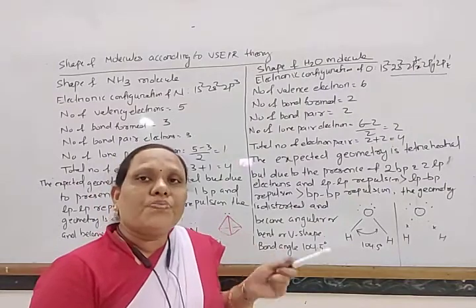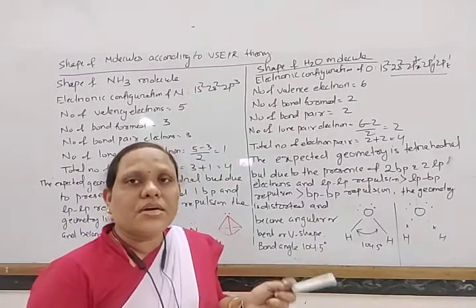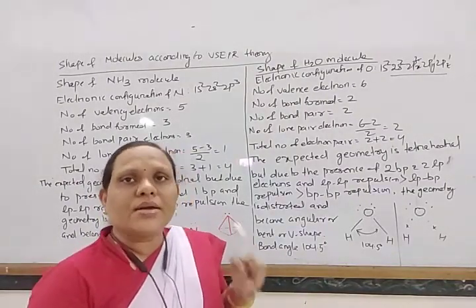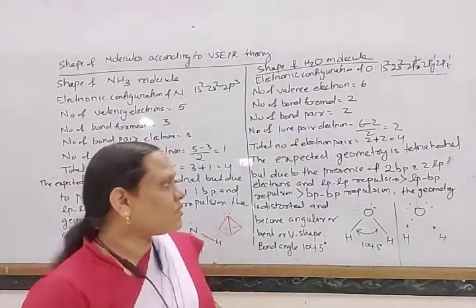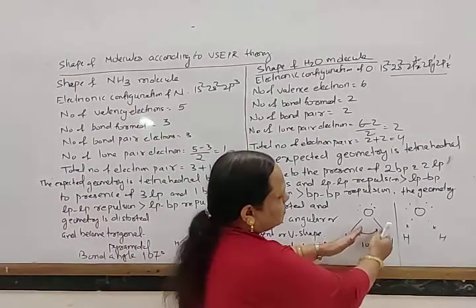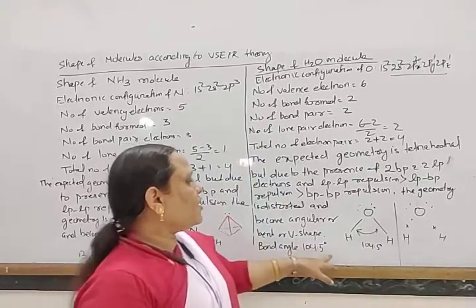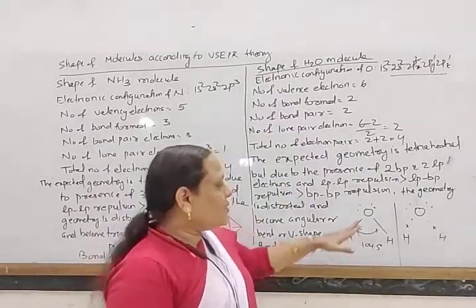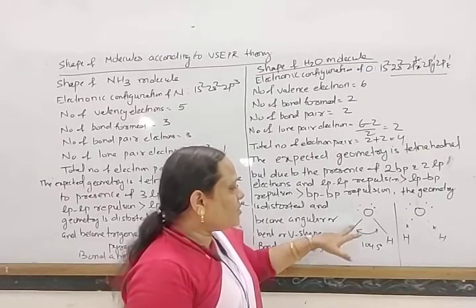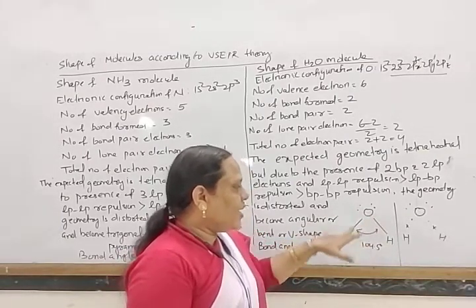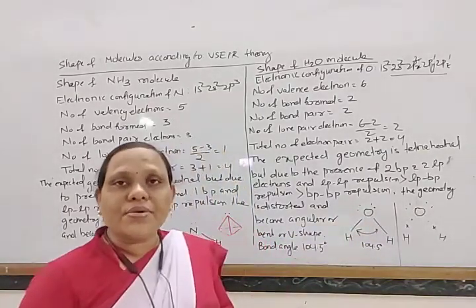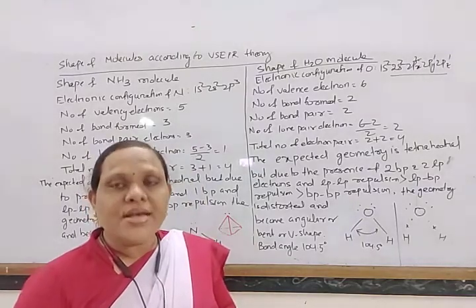But here lone pair-lone pair repulsion is greater than lone pair-bond pair repulsion, which is greater than bond pair-bond pair repulsion. In this way, the bond pair repulsion is very small, so the angle is squeezed and the bond angle becomes 104.5 degrees. And when you join the atoms H-O-H, it gives an angular shape or V shape.